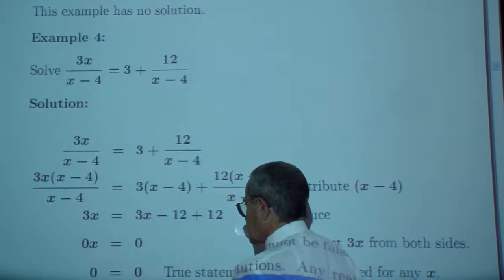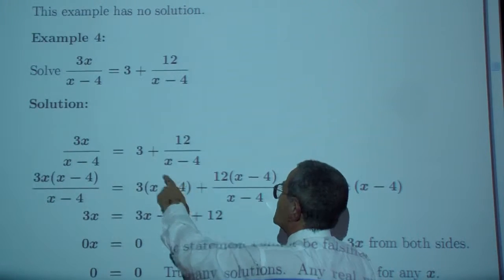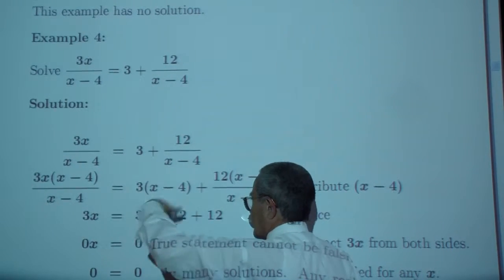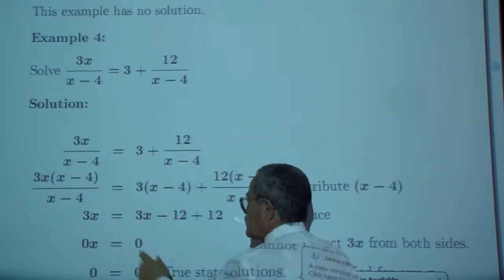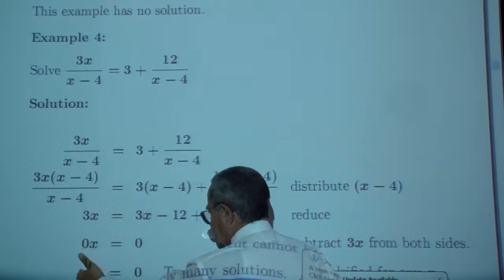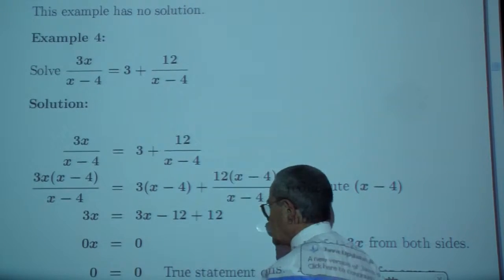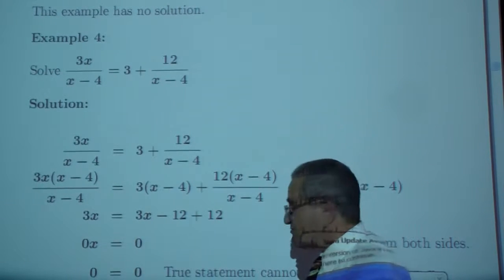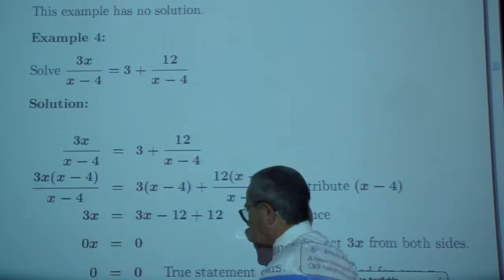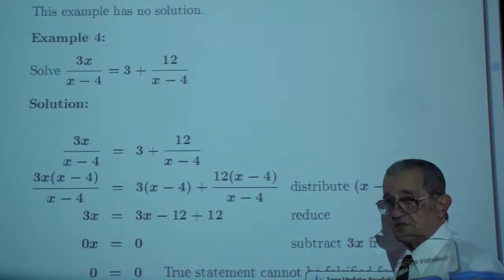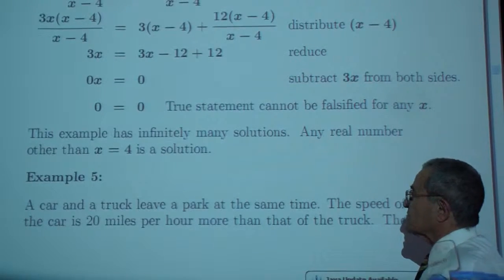And I do the following. I have a 3 and a 12 here. I crank it through like I did before. 0x equals 0, or something equals the same something. No matter what you replace x by, this true statement cannot be made false. So there are infinitely many solutions.